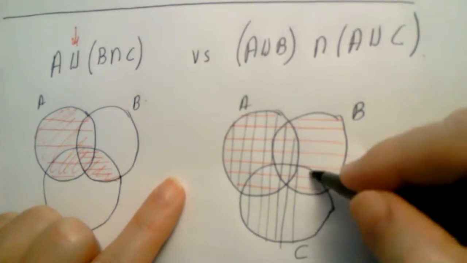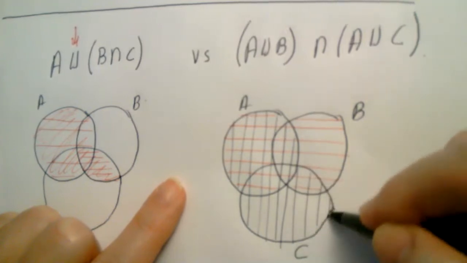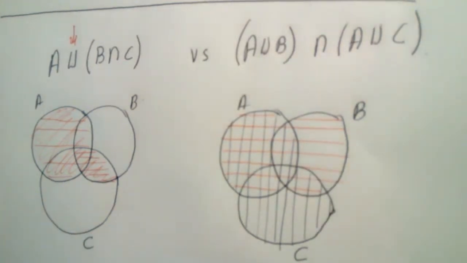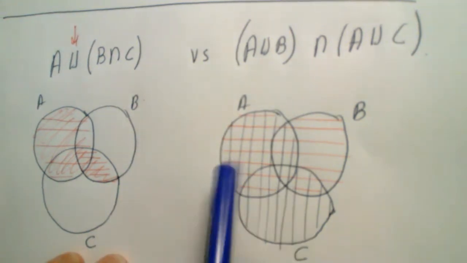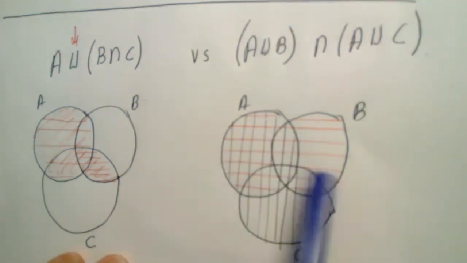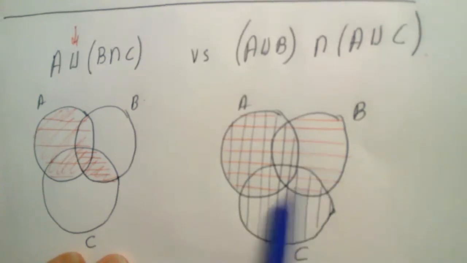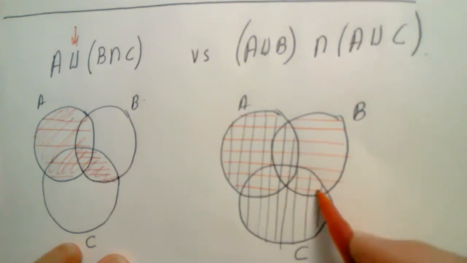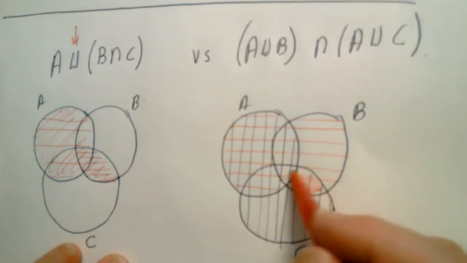I'm still within C, I'm still within C. I'm stopping for a second. So what's gonna be the intersection? Everything that is shaded horizontally and everything that's shaded vertically. So let's see which is in common. Everything here.